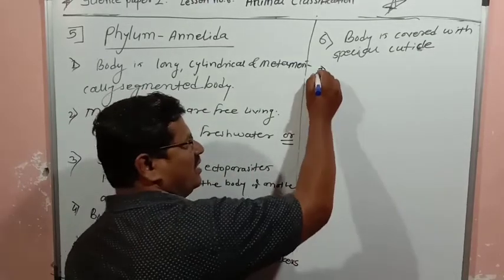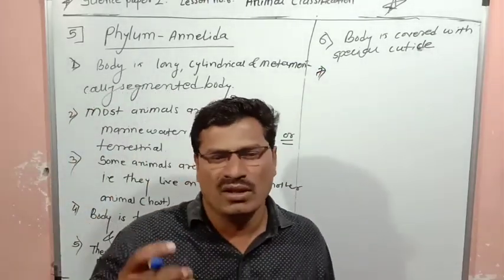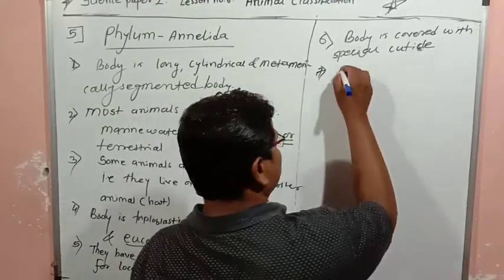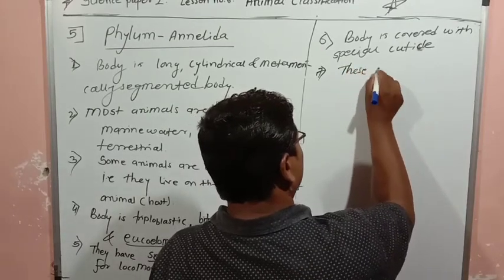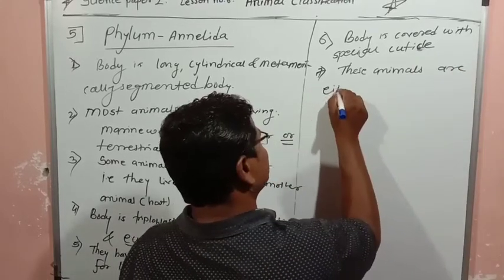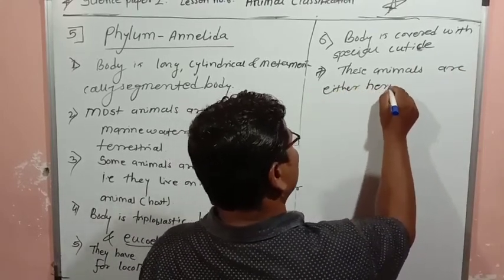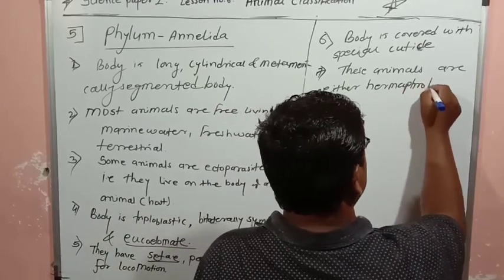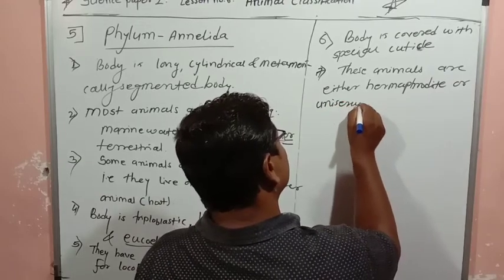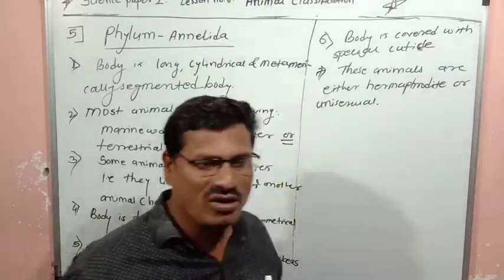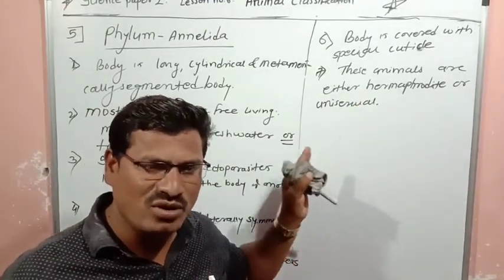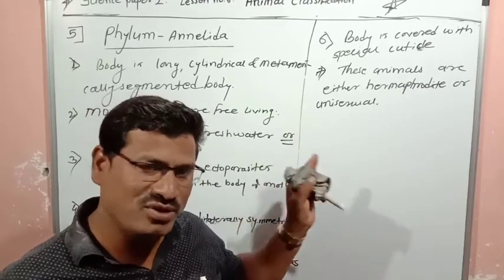And the seventh characteristic is that animals are either hermaphrodite or unisexual. Hermaphrodite, as you know, means both male and female reproductive systems or organs are present in the body of the same organism.